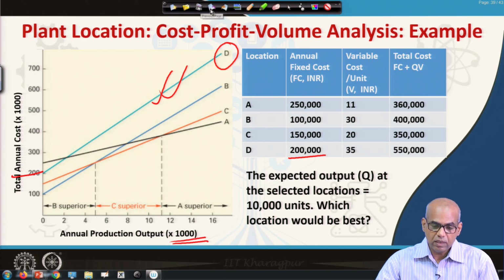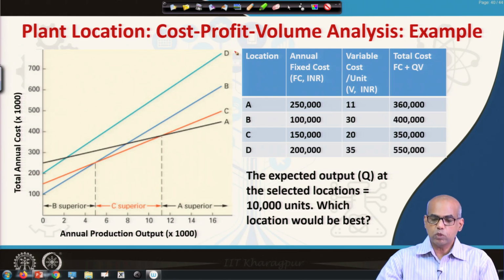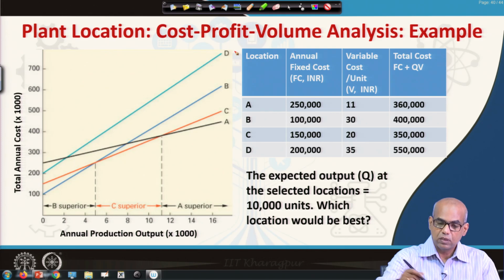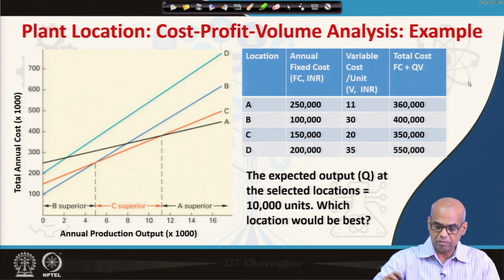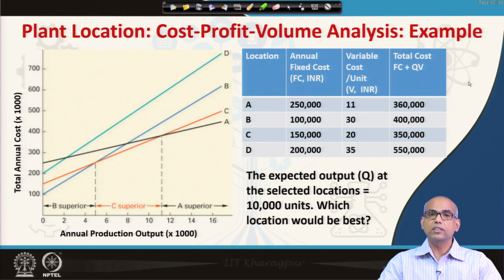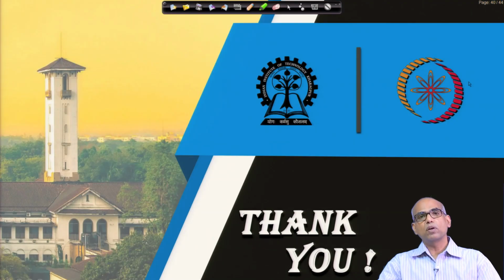So, this way you can make use of cost profit volume analysis to determine quantitatively which location will be most suitable for you. With this, we stop our discussion on plant location selection.